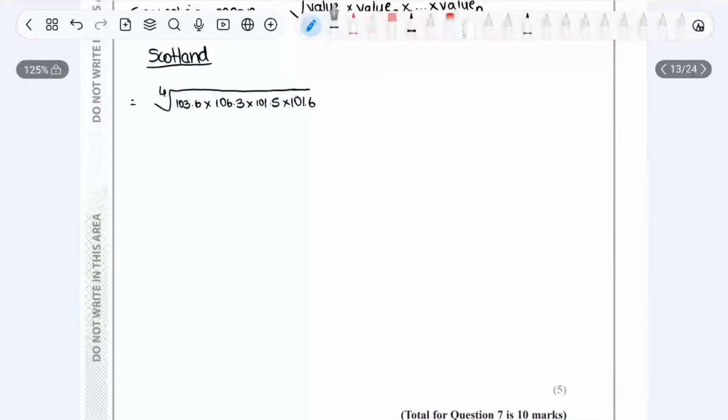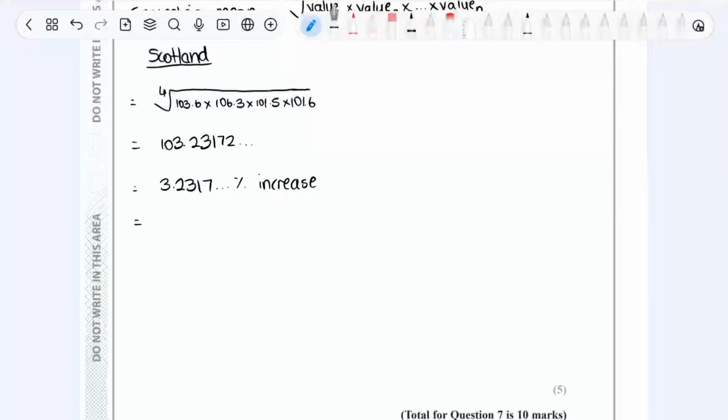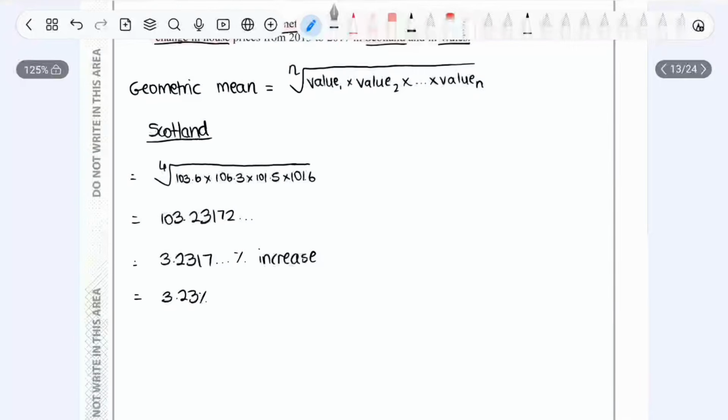And I'll go ahead and I'll type this into my calculator. And I end up with this value, 103.23172 and so on, and this is the equivalent of 3.2317 and so on percent increase. I'll round it to 3 significant figures, so I'll do 3.23% increase.